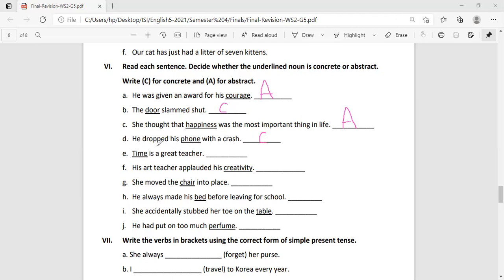E. Time is a great teacher. Time. Concrete. Think about it. You see the time with your eyes. You touch it with your hand. You hear it. Time is what? An abstract noun now. Sure. F. His art teacher applauded his creativity.